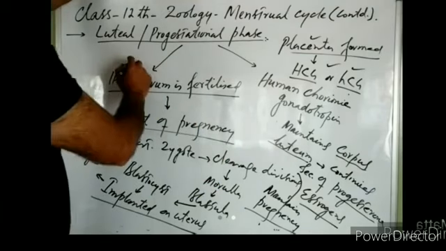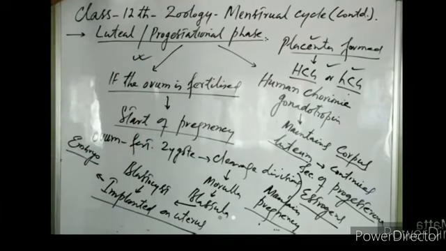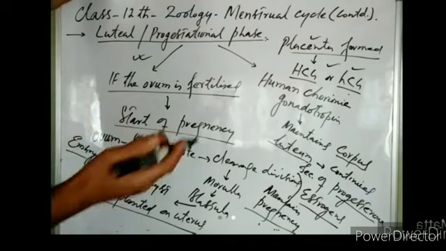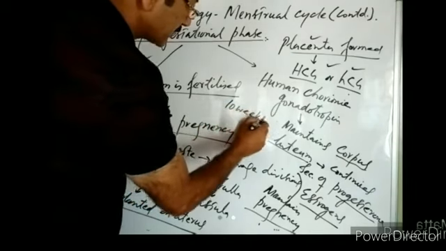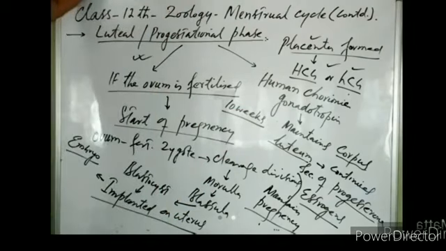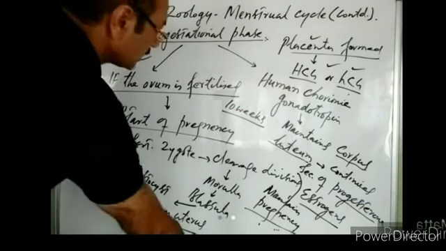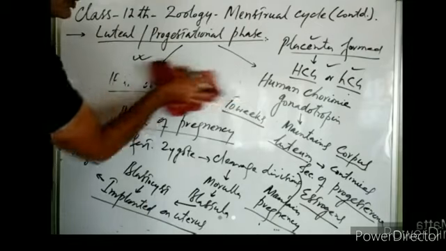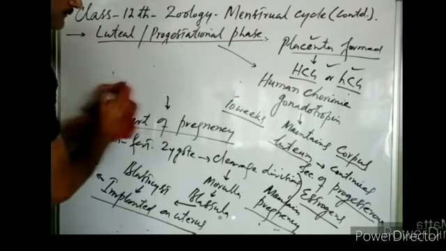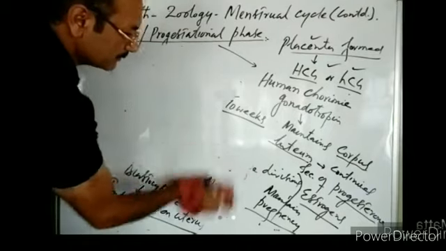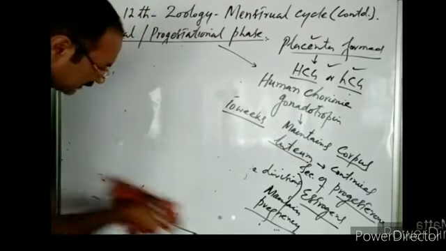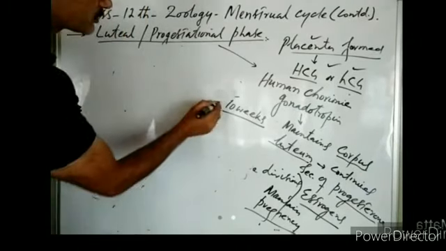So this is the first condition in the luteal phase or progestational phase, right? So when placenta is formed, placenta is formed completely within 10 weeks. So when placenta is fully formed, then placenta itself produces progesterone and estrogens. When placenta is formed completely, it starts secretion of progesterone and estrogen.